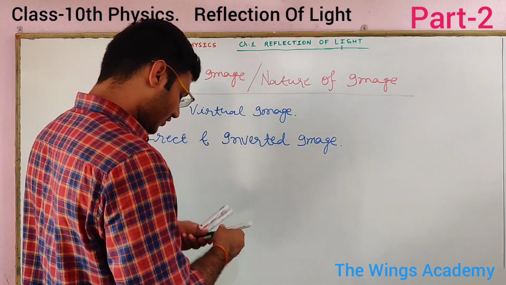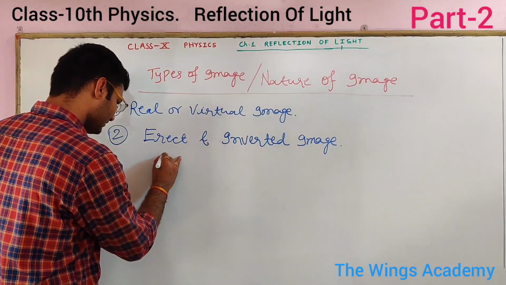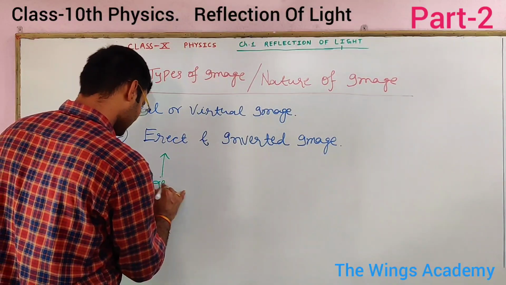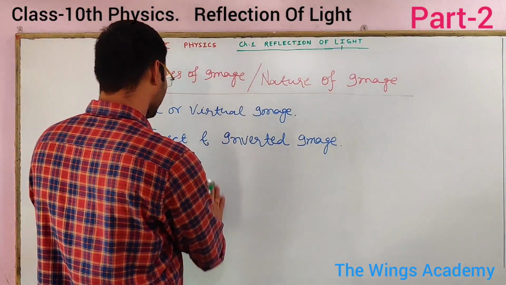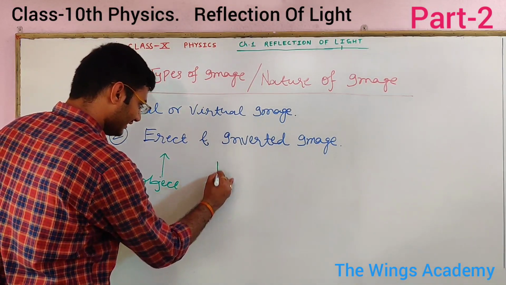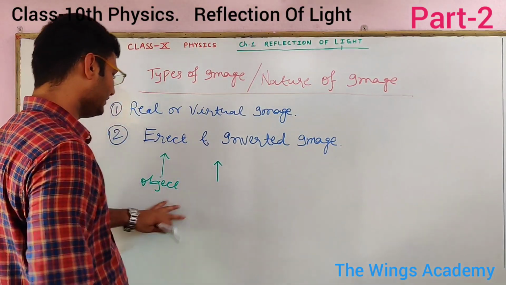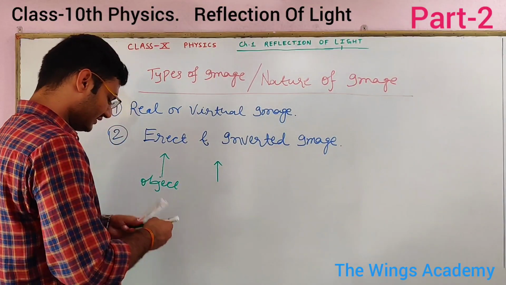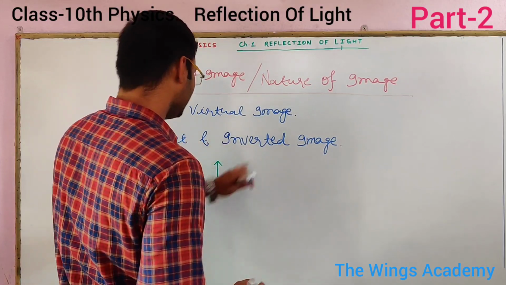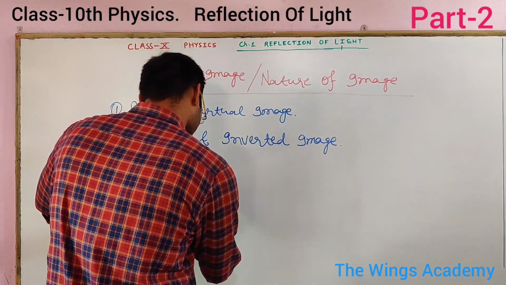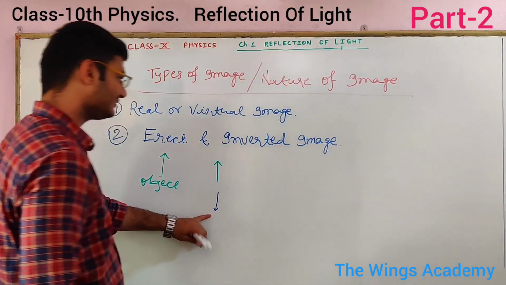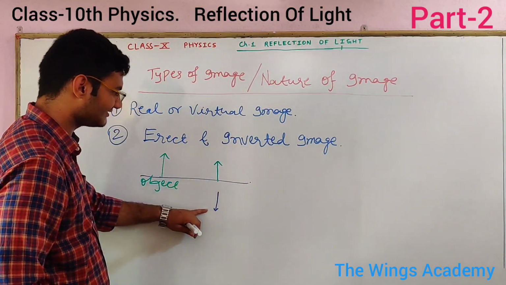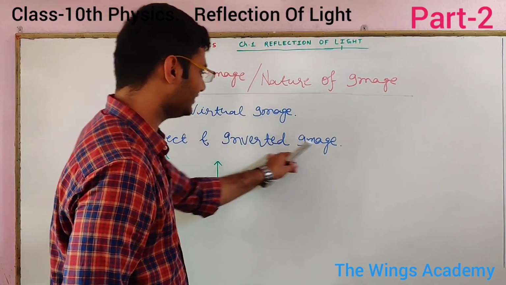So if our object is like this, then this is the object. If the image formed is like this, then this image is called erect image, and if the image formed is like this, in the opposite side of the principal axis, then this image is called inverted image.